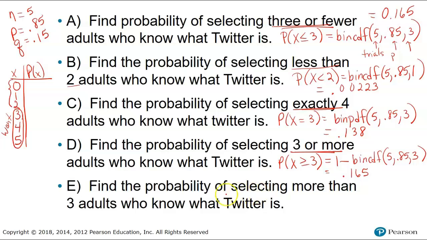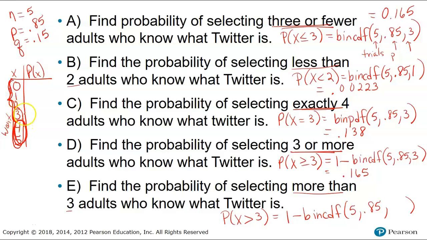So that value is 0.165. Here we want to find the probability that more than 3 adults. So more than 3 would be greater than 3. Again, any of the greater than cases we have to use the complement on. So 1 minus. And this one, if we want greater than 3 is just 4 and 5. So the complement is going to drop down and pick up the 3 here. So the complement ends at 3. So our answer for that one would be 0.835.